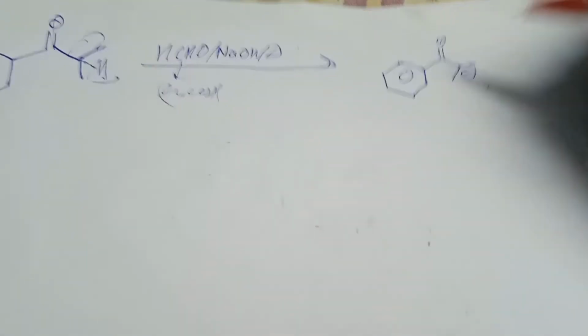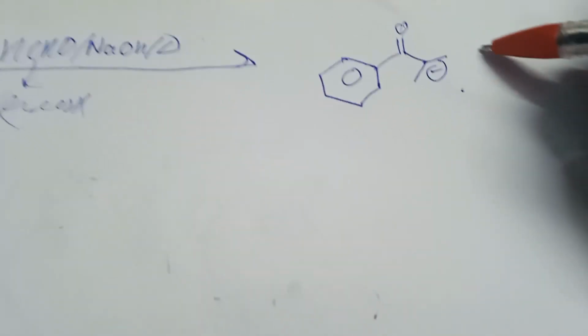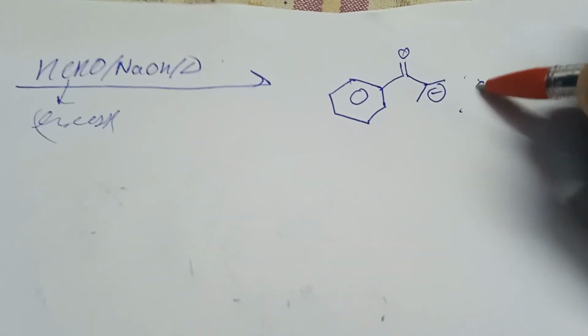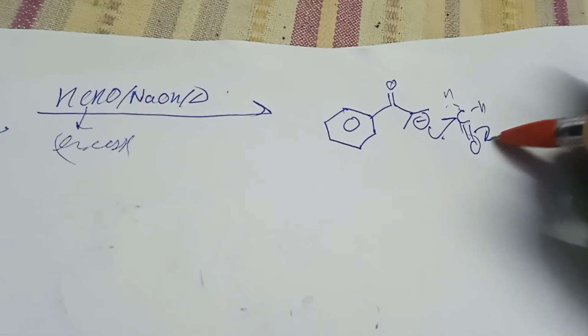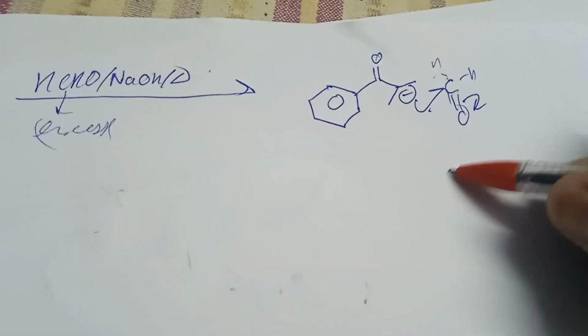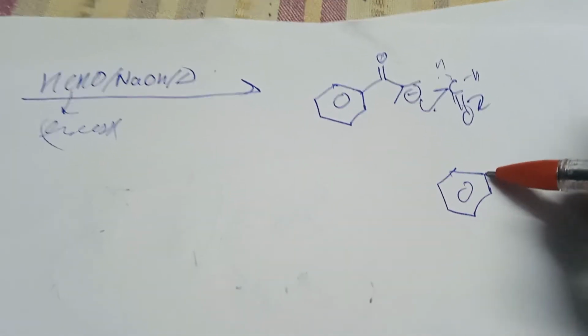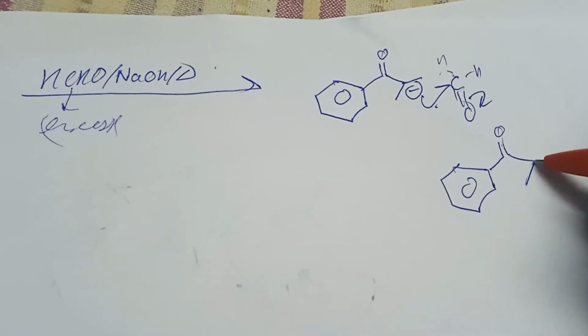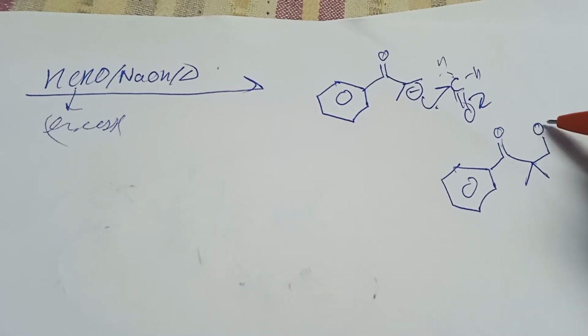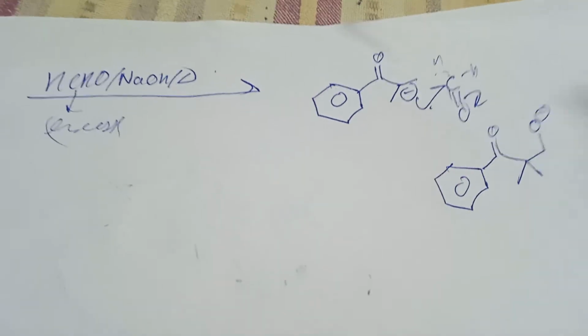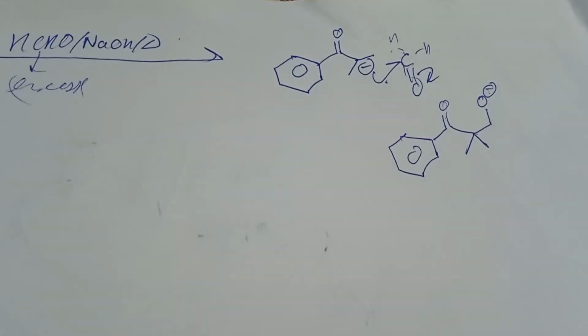This carbanion will attack C double bond OH, H, this over here, and this bond would open like this. Same idea as we were using in the aldol reaction. If I am not wrong, we are getting something like this.